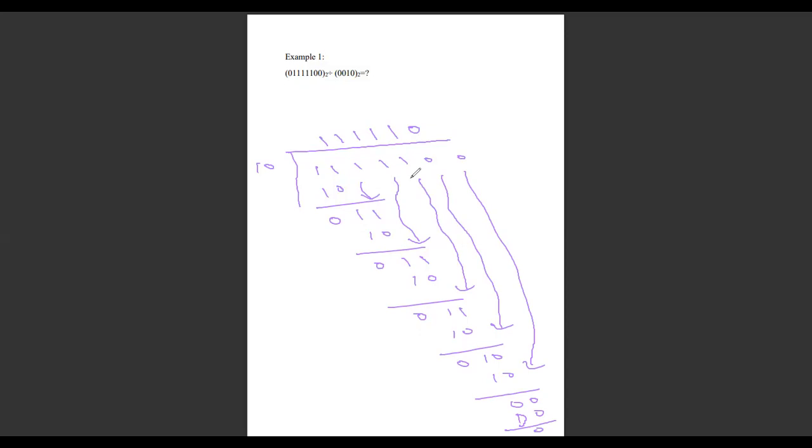Sometimes we will get some remainder, so we are going to complete our division for this sum. Okay, so here the quotient is 1, 1, 1, 0. This quotient is the result for this sum.